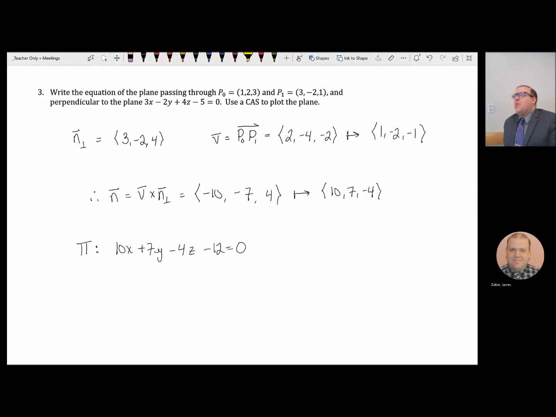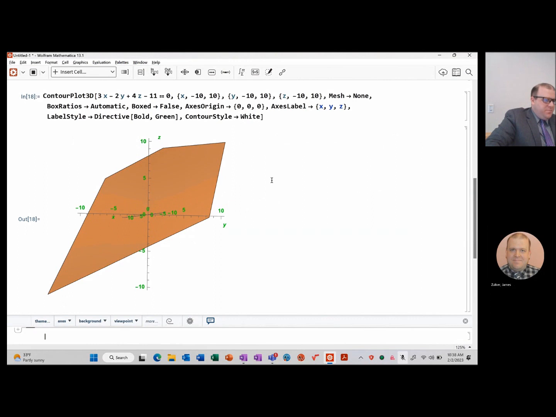Again, you can write it in standard form and then just expand it out. And you'll get minus 12 out of that as well. Work smart, not hard.